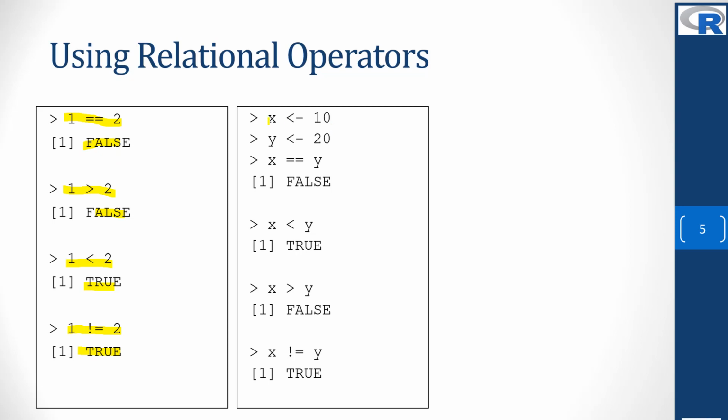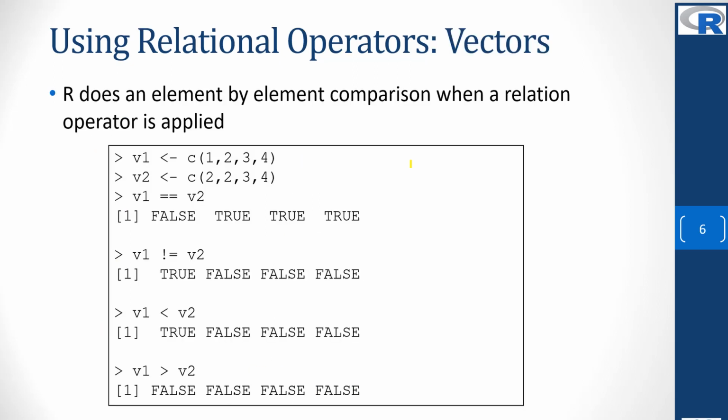And then we can use some variables. So assign 10 to x and 20 to y. X is not equal to y, so this is false. X is less than y. X is not greater than y. And then x not equal, and we get true for that expression. So very similar to how these operate in other programming languages. When we get into the higher level data types, though, we'll see R's implementation of these operators is more powerful because we're doing vector-oriented behavior here.